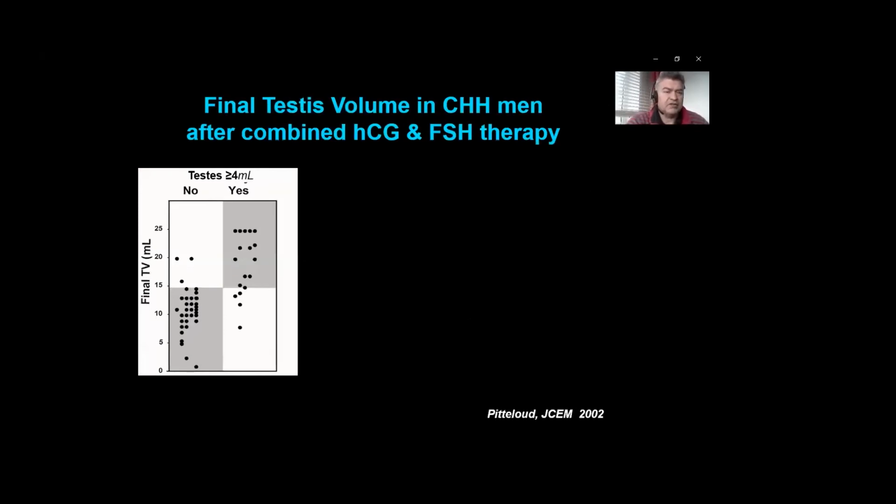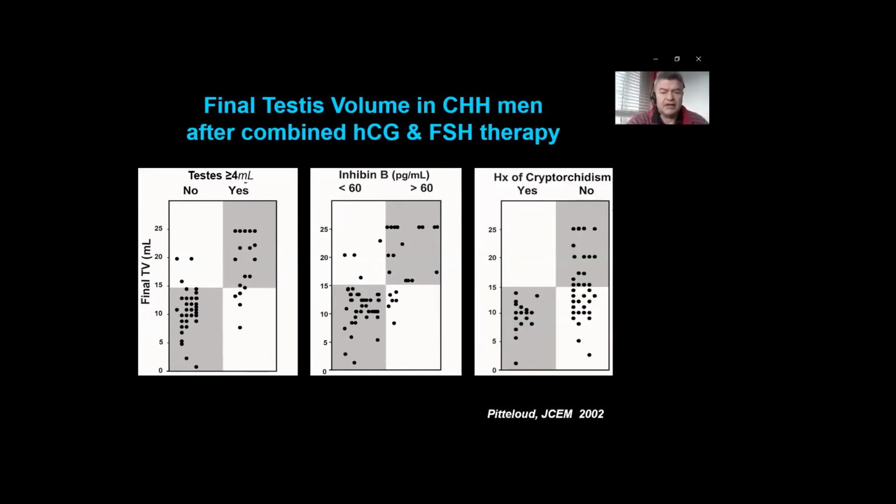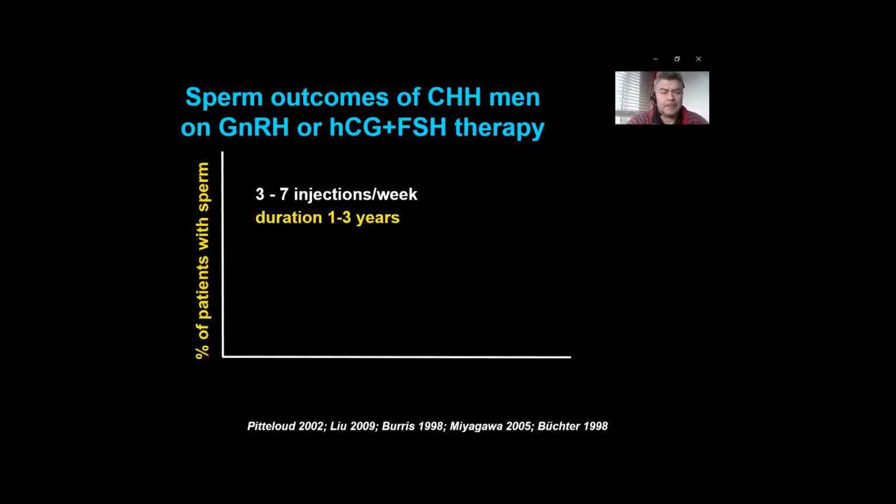So a surrogate for fertility is your final testicular volume in CHH men after combined HCG and FSH therapy. And we see that the larger your testes at baseline, the bigger your final testicular volume. So the smaller your testes are at the outset, the less they're going to grow during combined therapy. Again, the lower your inhibin B level at baseline, the less your testes are going to grow during therapy. And if you're cryptorchid at the beginning, the less they're going to grow during therapy.